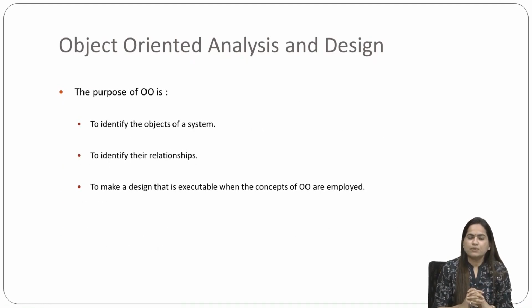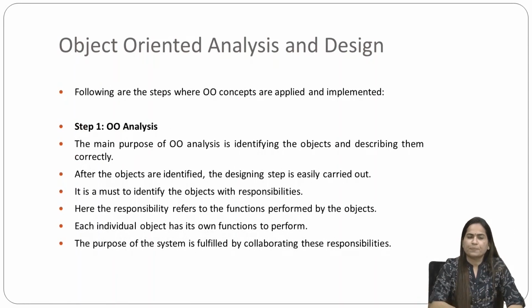The purpose of object oriented analysis and design is to identify the objects of a system, to identify their relationships, and to make a design that is executable when the concepts of OO are employed. These are the three main purposes of object oriented analysis and design.